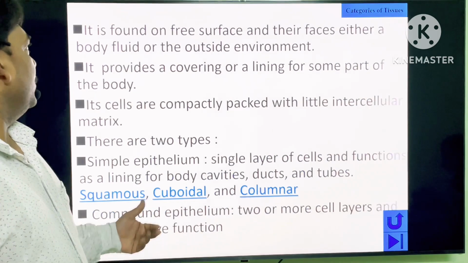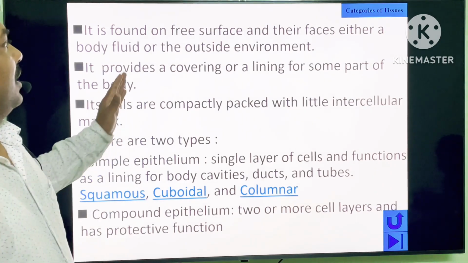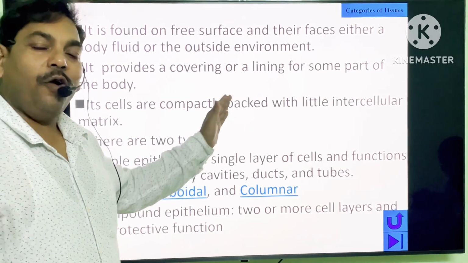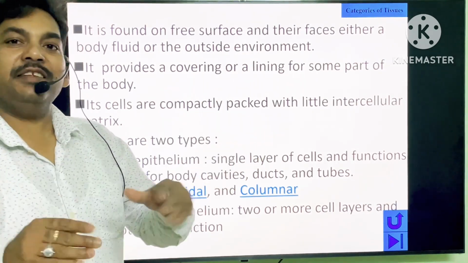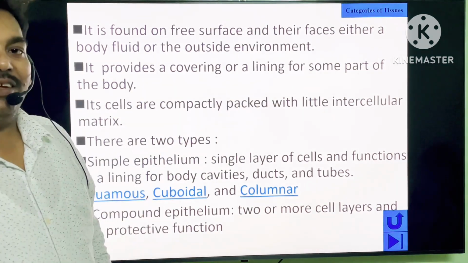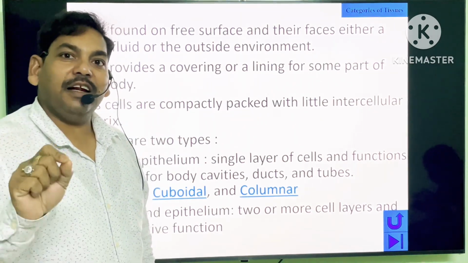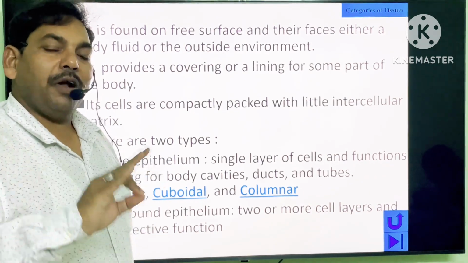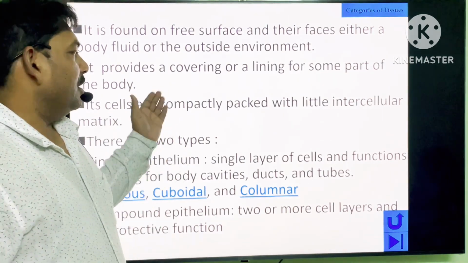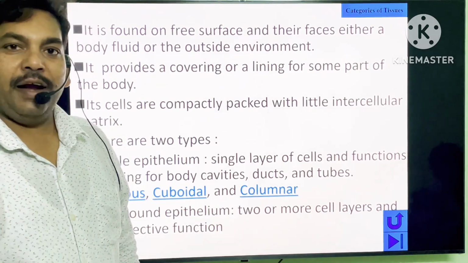What is epithelial tissue? Epithelial tissue is the outer covering of any organs that face either the inside or the outside environment. It provides the covering and lining of parts of the body, with compact cells and little matrix, compared to connective tissue, which has more matrix. There are basically two types: simple epithelial tissue and complex epithelial tissue.